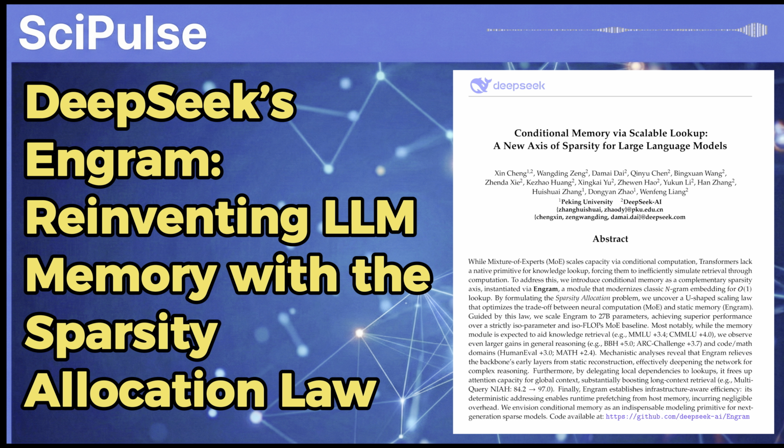Right. And yet they really struggle with a task that any simple database could do in an instant. And that's just looking up a known fact. I find this so baffling because if you ask an LLM who won the 1998 World Series, it knows the answer, but it's how it gets to that answer that's the problem. Our source for today puts it really clearly. These models lack a native primitive for knowledge lookup. They do. They're forced to inefficiently simulate retrieval.